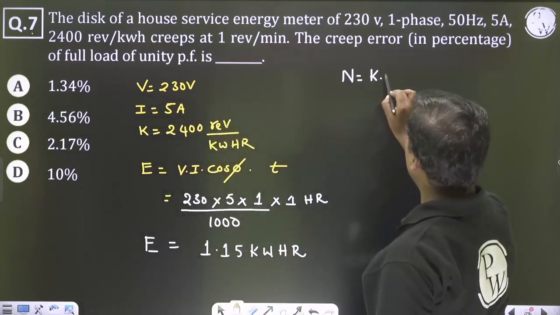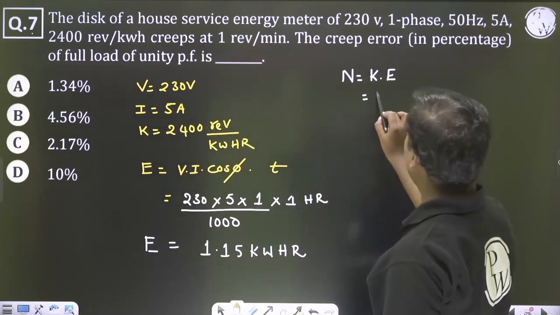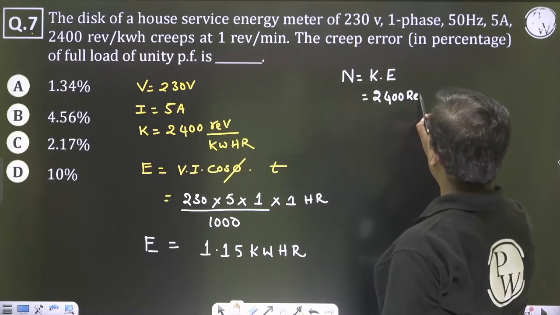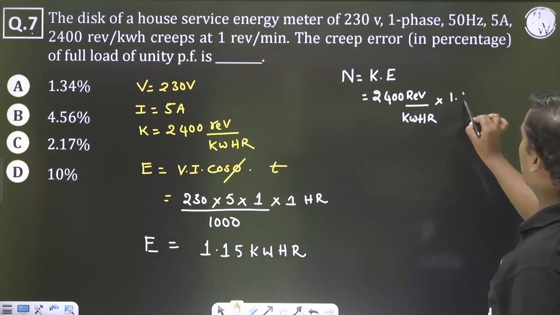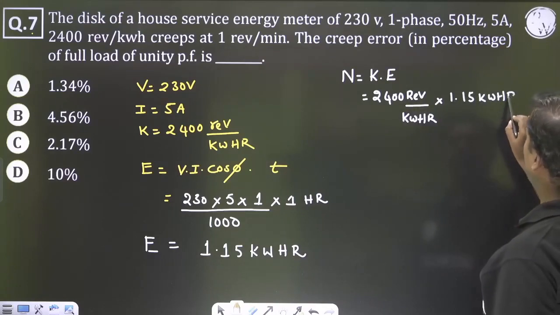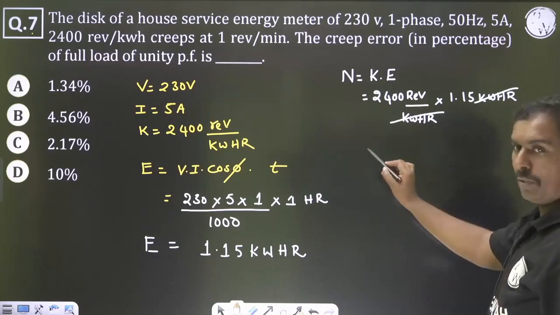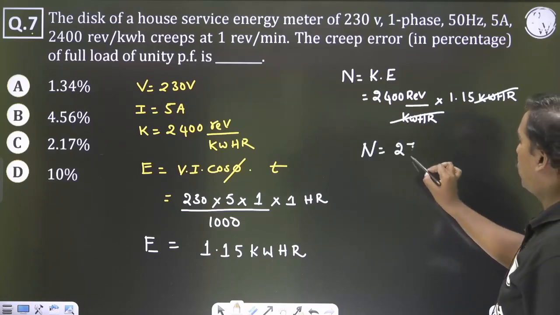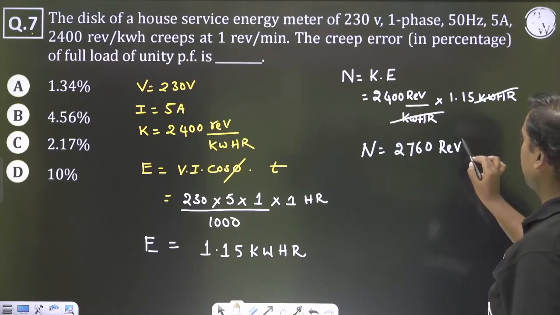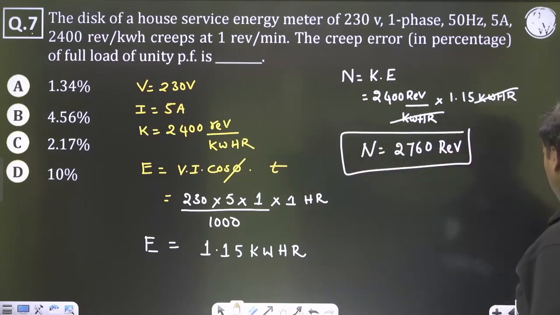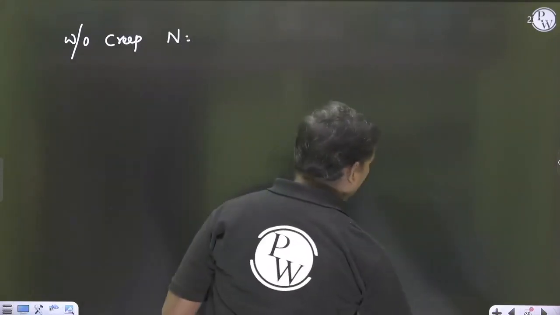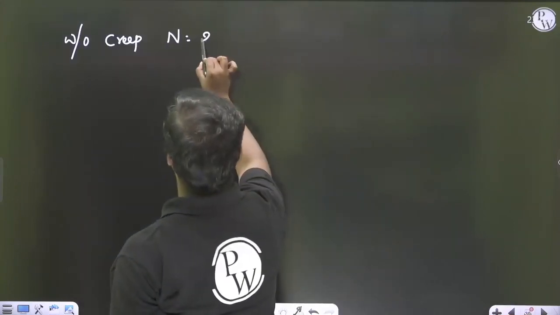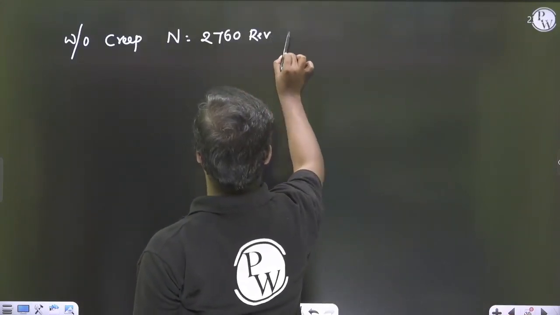Now let us take N. N is equal to K into E. What is K? K is 2400 revolutions per kilowatt hour, times energy 1.15 kilowatt hour. When timing is not given, you can take 1 hour. If you simplify, it is coming as 2760 revolutions. This is without creep. Try to understand. Without creep, N is 2760 revolutions in 1 hour.